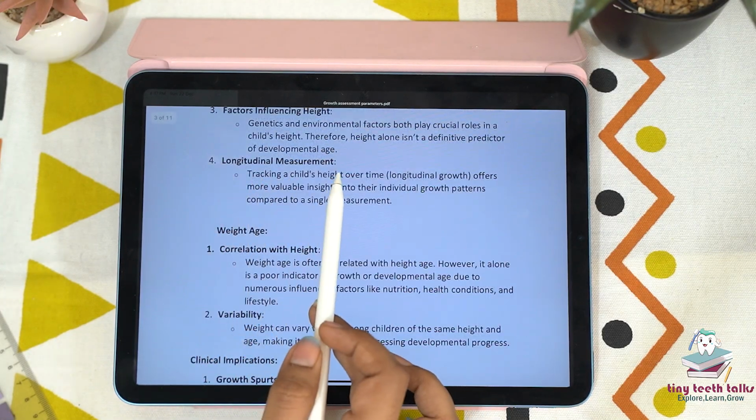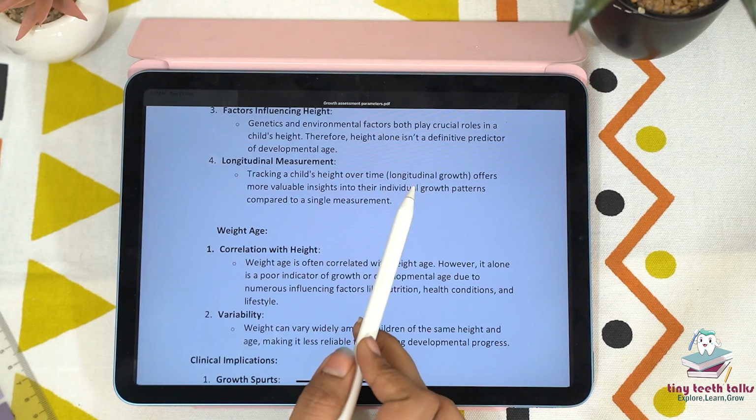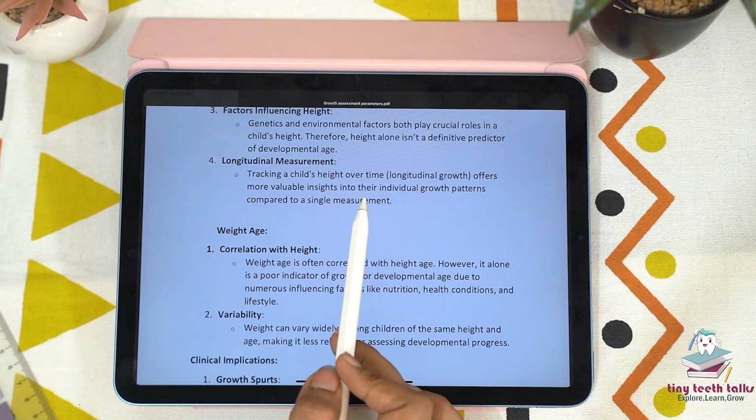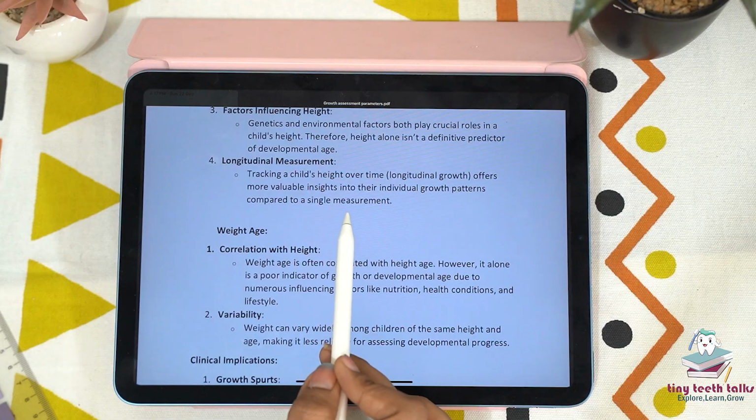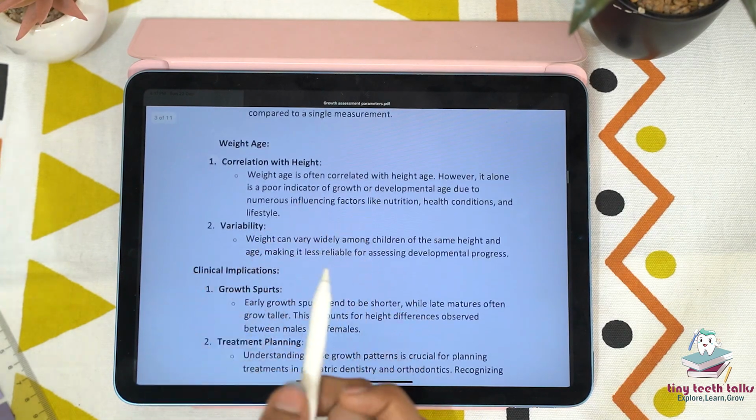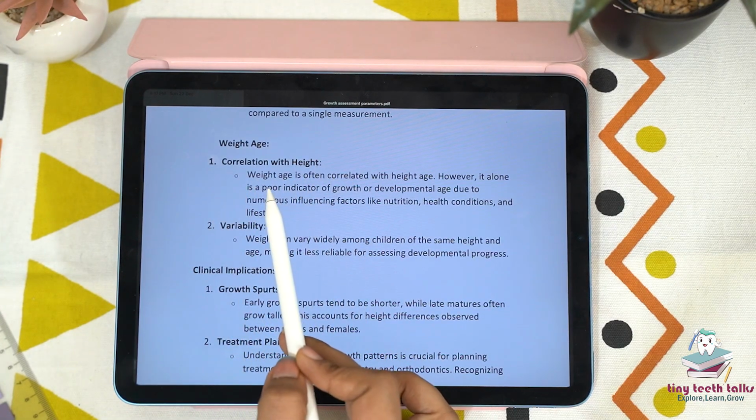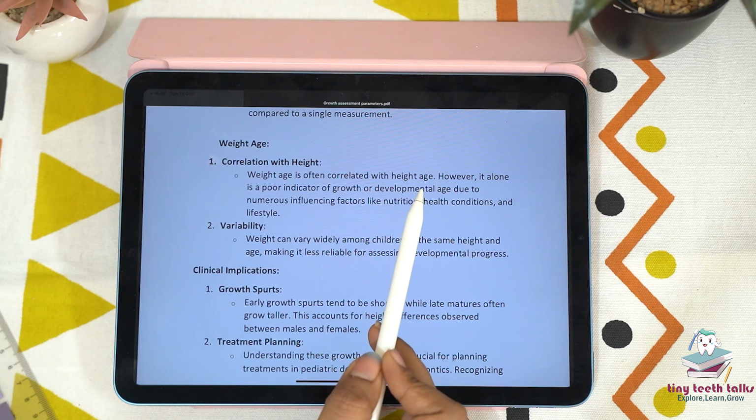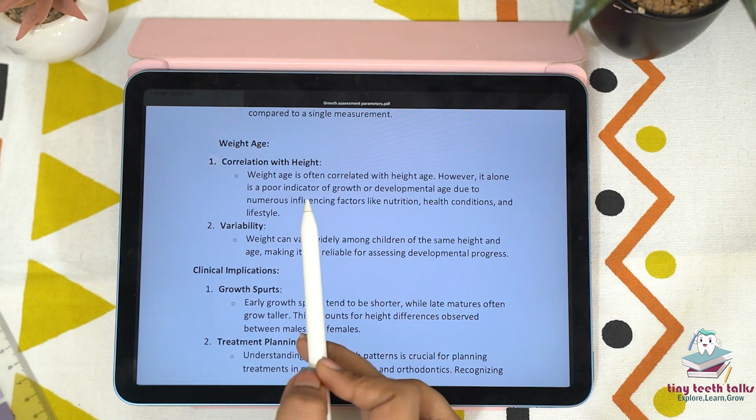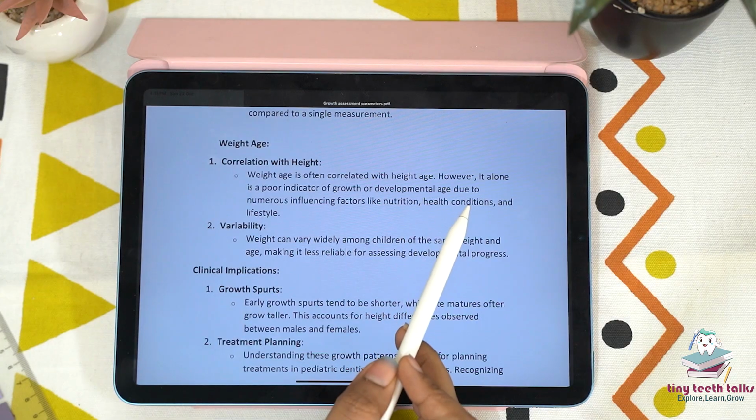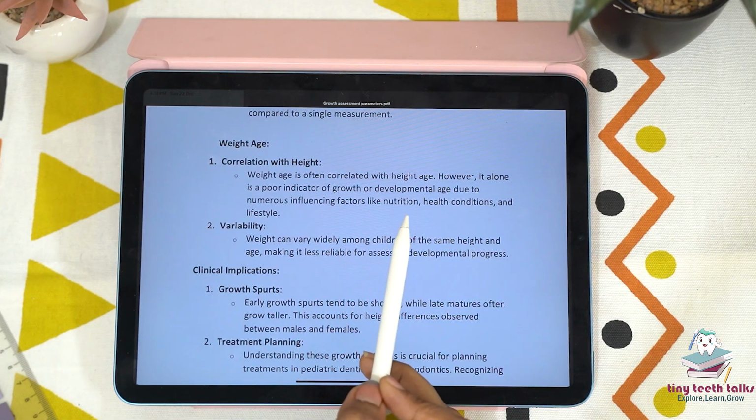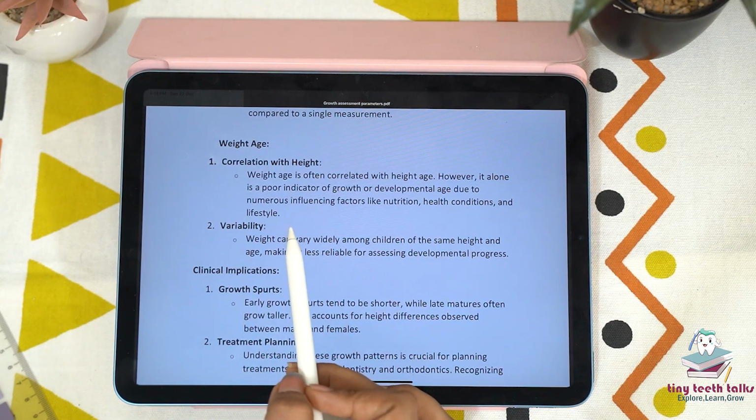And fourth, longitudinal measurement. Tracking a child's height over time offers a more valuable insight into their individual growth pattern compared to a single measurement. In weight age, first is correlation with height. Weight age is often correlated with height age. However, it alone is a poor indicator of growth or developmental age due to numerous influencing factors like nutrition, health conditions, and lifestyle.